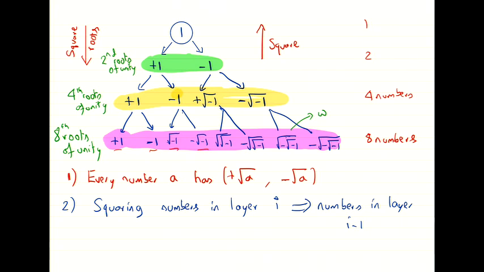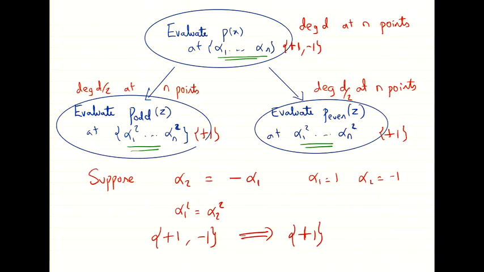So then let's just use these as our alphas in our schema earlier. Okay? So what am I going to do? Let's plug in alpha 1 through alpha n to be, let's say, the nth roots of unity.